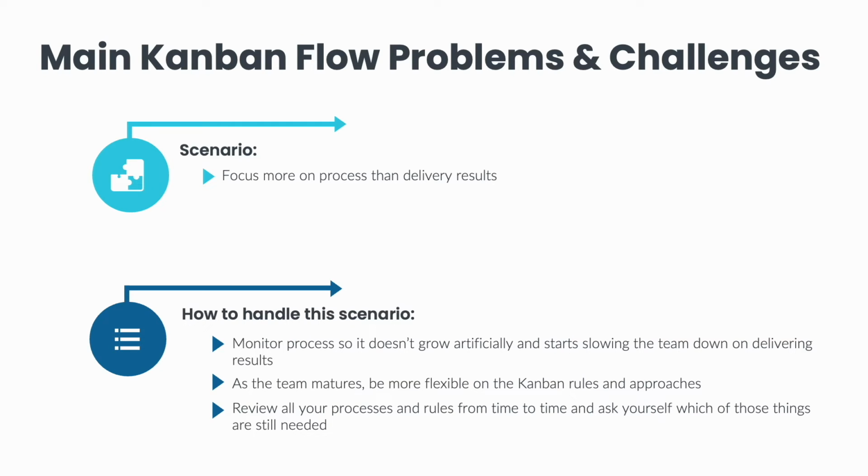A good practice is to review all your processes and rules from time to time and ask yourself which of those things are still needed. Most teams add processes and rules, but don't remove any of them, which might result in slowing delivery. And with that, we end this section. Next, we will chat about the exciting topic of metrics.